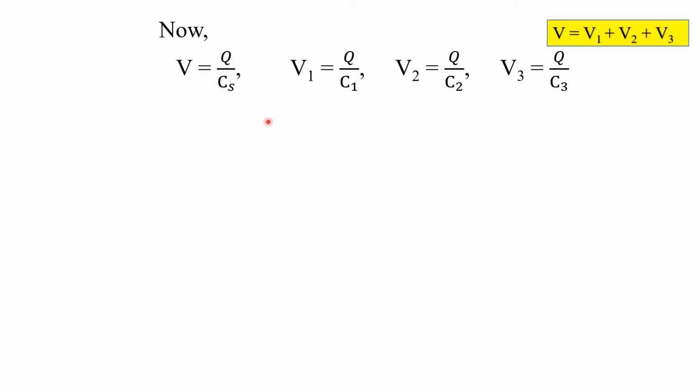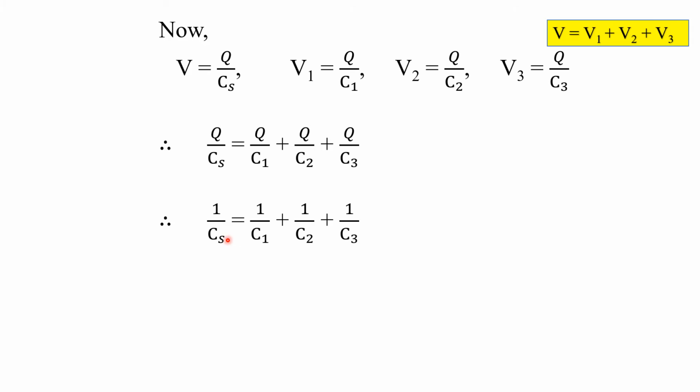Now, V is equal to Q by Cs. As we know that V is equal to Q by Cs, therefore V1 is equal to Q upon C1, V2 is equal to Q upon C2 and V3 is equal to Q upon C3. Put this value in this equation. Therefore, Q upon Cs is equal to Q upon C1 plus Q upon C2 plus Q upon C3. So Q gets cancelled. We get the final equation: 1 upon Cs is equal to 1 upon C1 plus 1 upon C2 plus 1 upon C3.